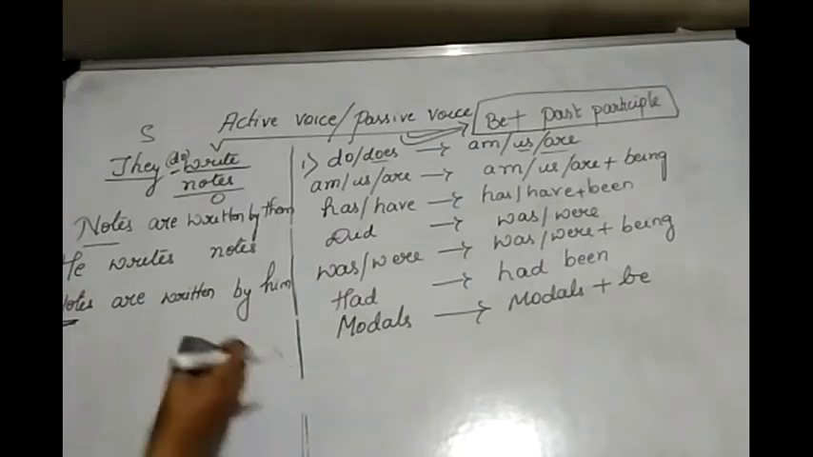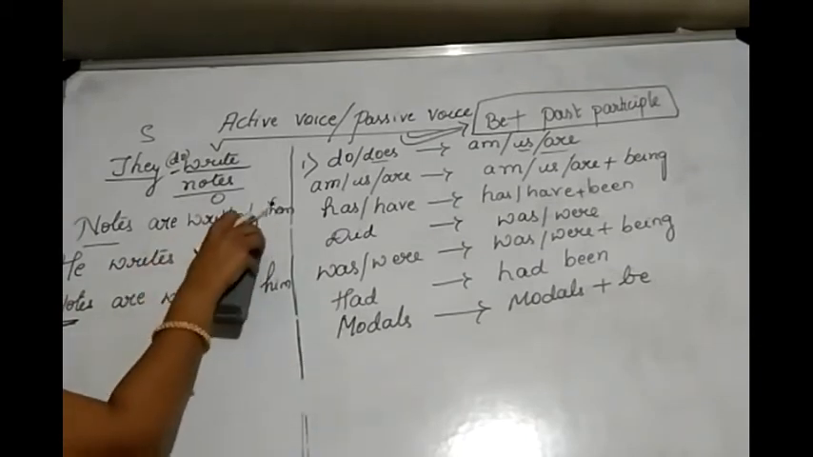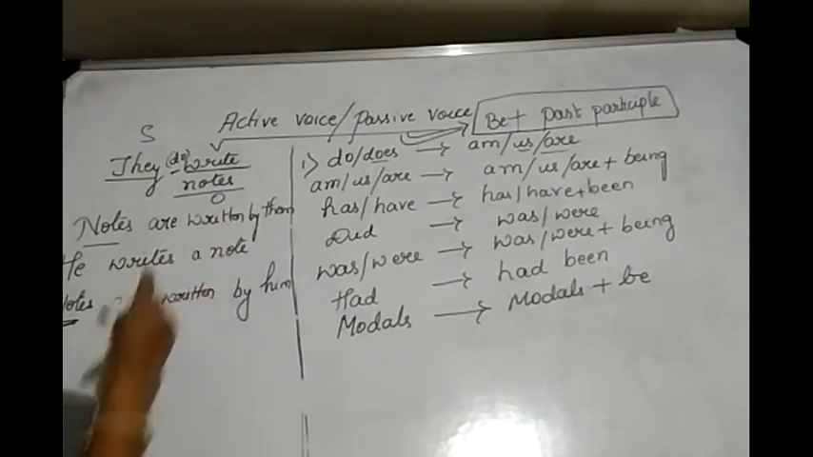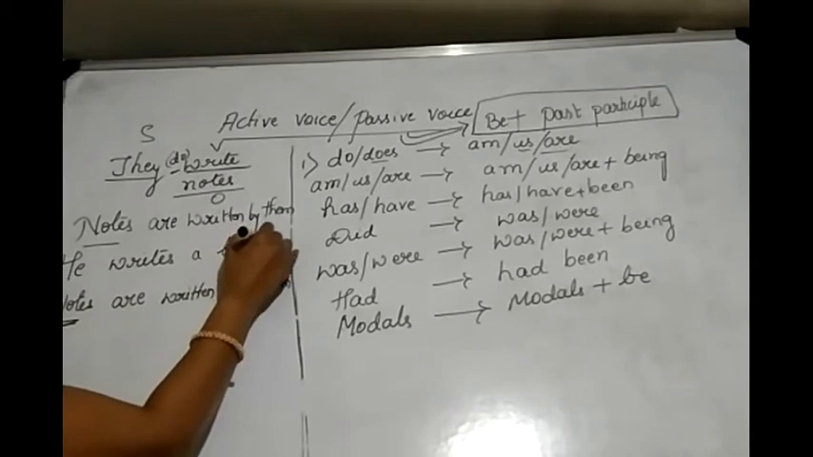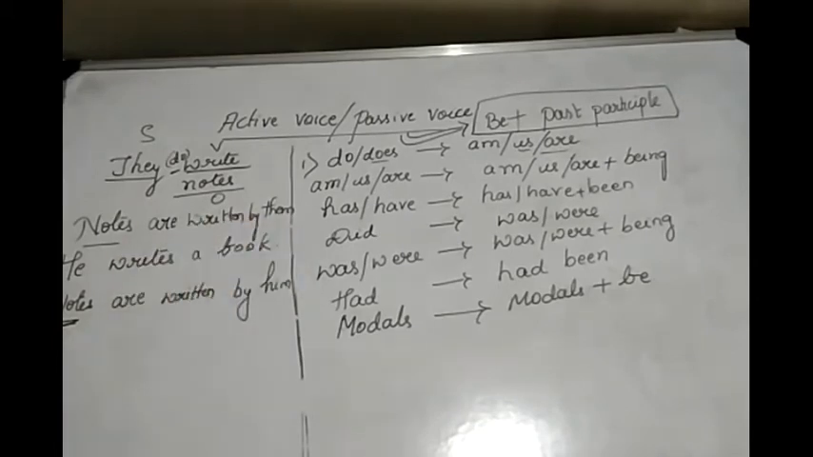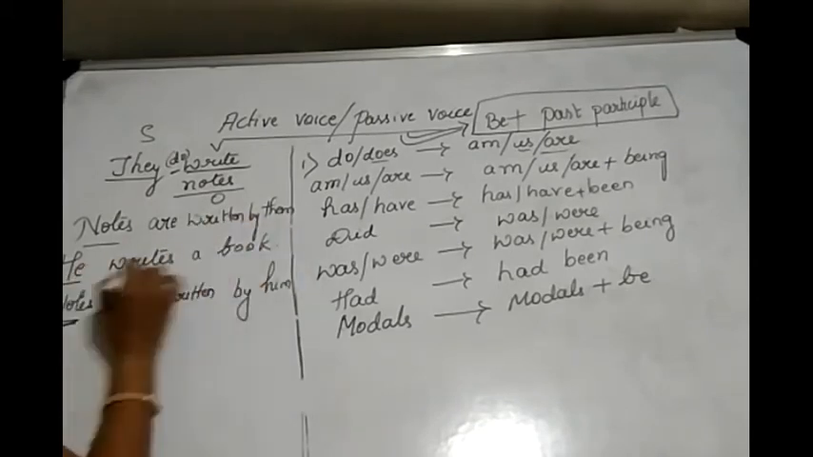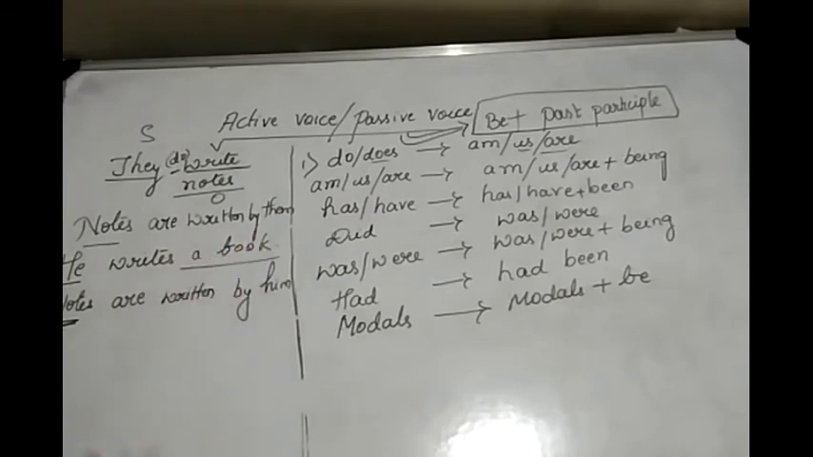Just imagine he writes a book. If this is the sentence, then he is the subject and a book is the object. So what happens at that time? A book comes to the subject position. This object comes to subject position.